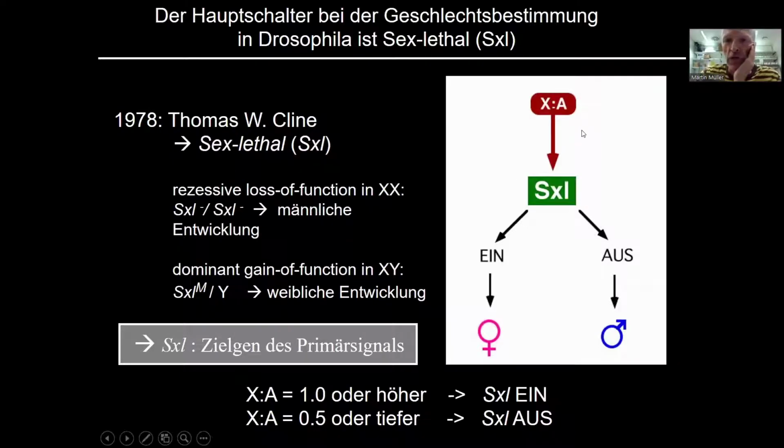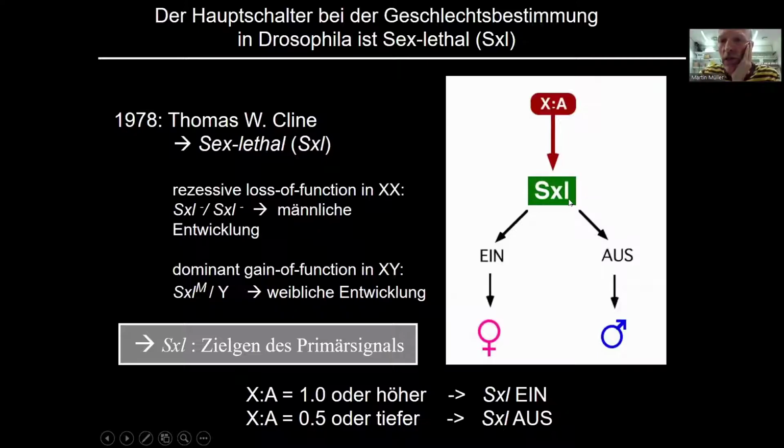The fly measures the ratio between sex chromosomes and autosomes. So meaning the fly, the female has 2 X's and has 2 sets of autosomes. So the ratio is 1. 2 to 2 gives you 1. That means you become female. In the male, you have 1 X and 2 sets of autosomes. So the ratio is 1 to 2, 0.5. If the ratio is 0.5, you will end up as male.